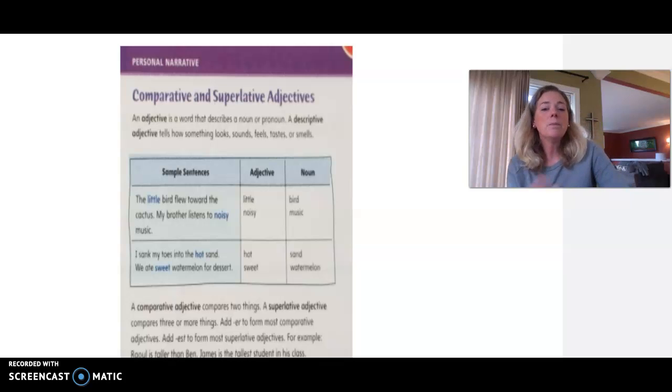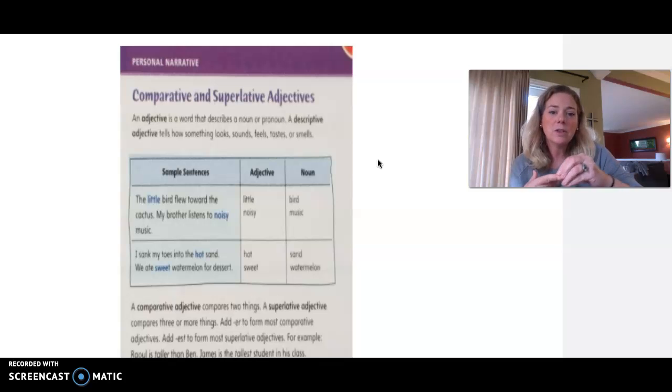but I wanted to run through it with you together. So we already know that an adjective describes a noun, and a descriptive adjective is one that tells you specifically how it looks or feels or tastes or smells.